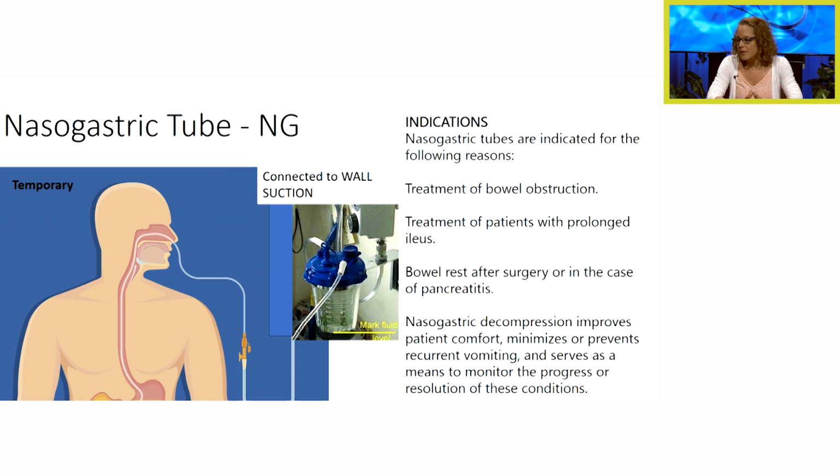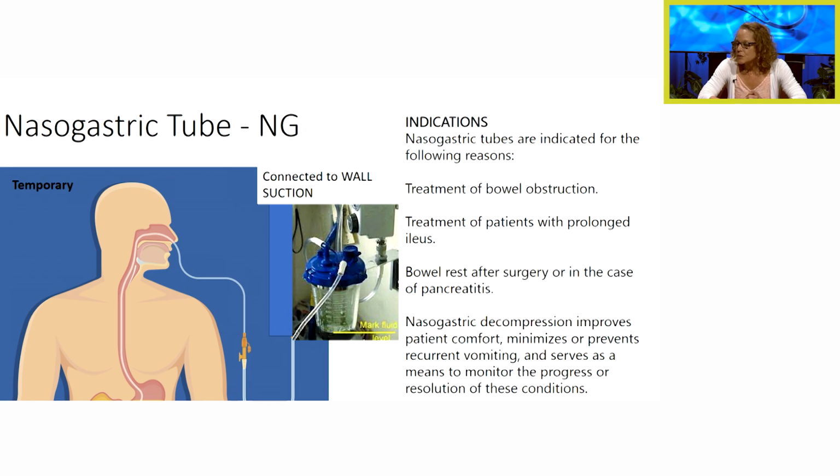If we identify that they have a bowel obstruction, we're going to put an NG tube down for what we call decompression, meaning that we can pull off the excess air and the excess gastric contents that are building up in the stomach. You can see here that this NG tube is connected to wall suction, so that it is very gently pulling that excess air and fluid out.